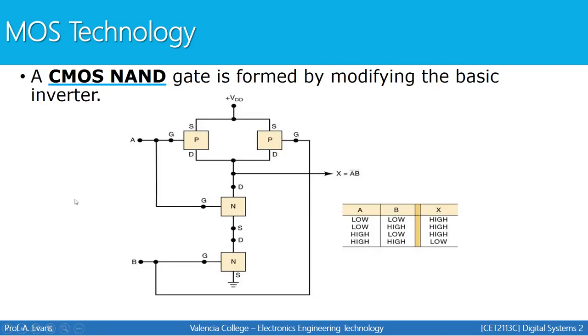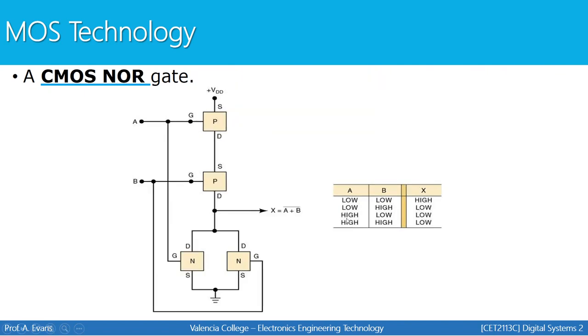Here's a representation of a NAND gate using CMOS. Here's a NOR gate. So just some examples to get your mind thinking about the fact that the symbols you're used to seeing actually represent something else. They represent an electronic circuit that creates the truth table you know. And there's a whole lot of theory behind that that you'll learn in future courses.